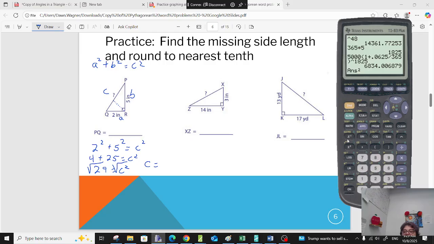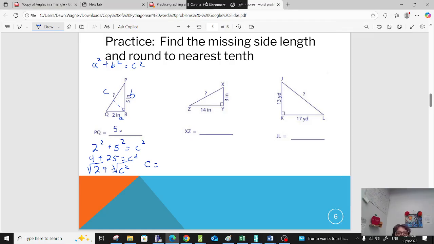So I'm going to go clear. Second, square root 29. What did you say? 5.38. What would I round that to? 5.4. Oh, yeah, I'm going to round that to 5.4. And if you've had Miss Connie, she'll mark you wrong if you don't put your units. So we're going to put inches. Right?